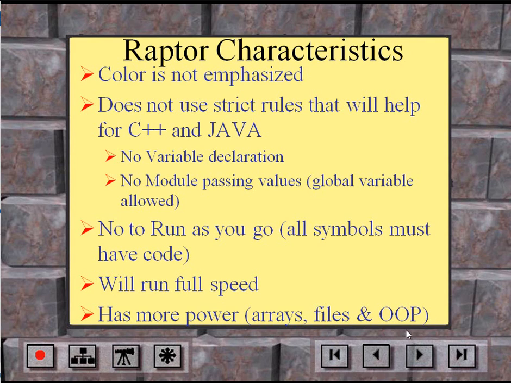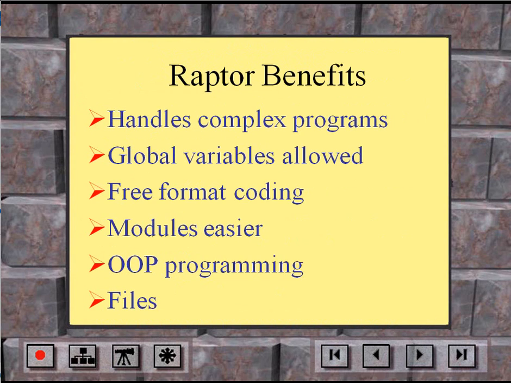So these are some different characteristics. It's just different. Flowgorithm is different than Raptor. But the benefits, these are the things that I want you to remember. It handles complex programs, Raptor does. It will not do everything that you can do in your full programming language. Raptor is not meant, nor is Flowgorithm, these flowcharting tools are not meant to be your full programming languages. They're meant to help you get ready to write your program.